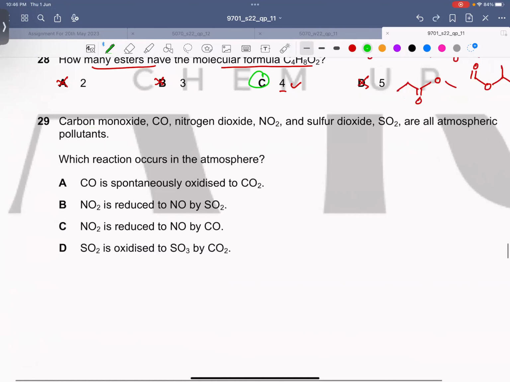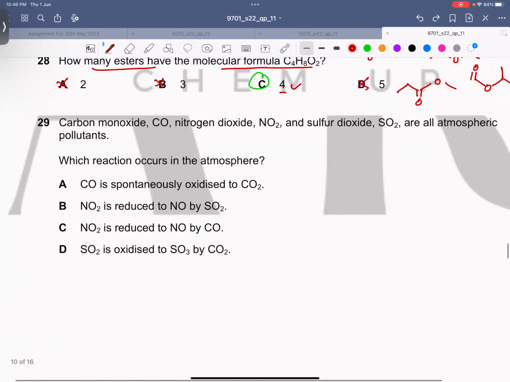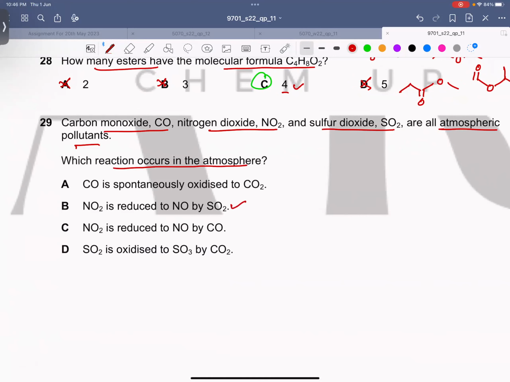Question number 29. Carbon monoxide, nitrogen dioxide, and sulfur dioxide are all atmospheric pollutants. Which reaction occurs in the atmosphere? Yes, this is taking place. No, no, no. So we are left with B. So B is our correct answer.